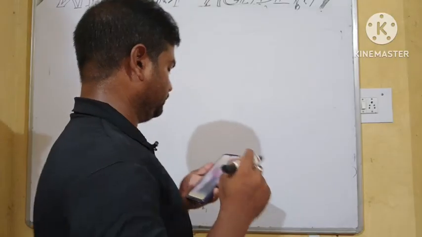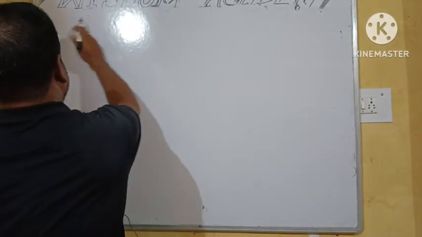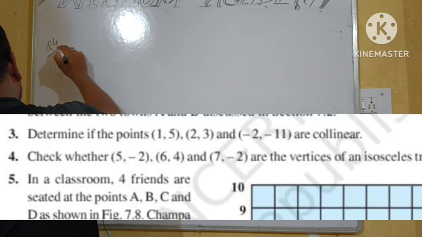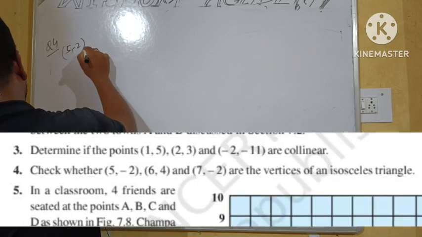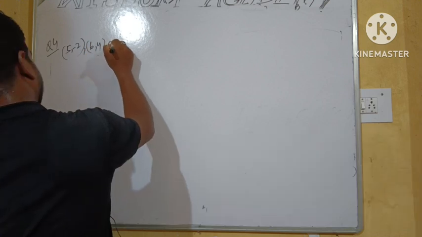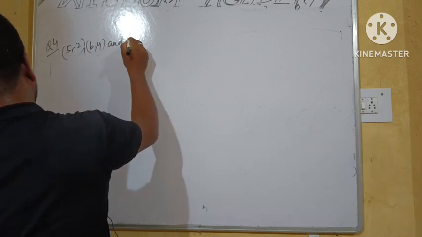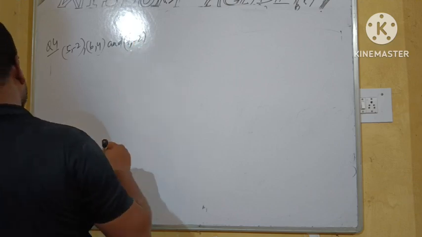Again, question number 4. Check whether (5, -2), (6, 4) and (7, -2) are vertices of an isosceles triangle.